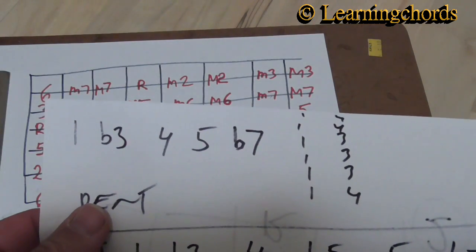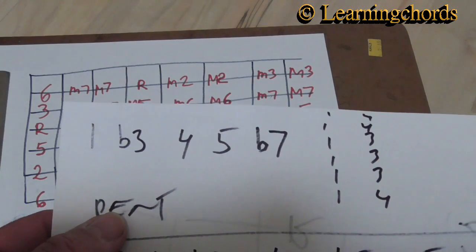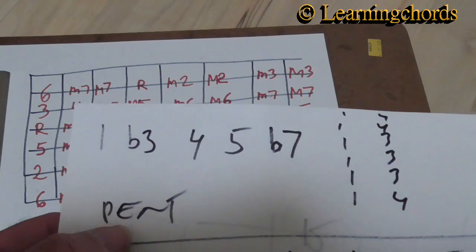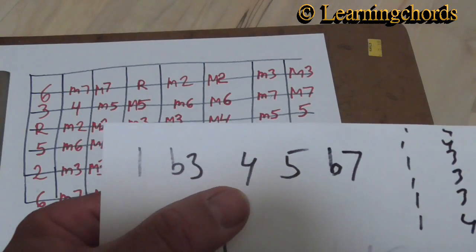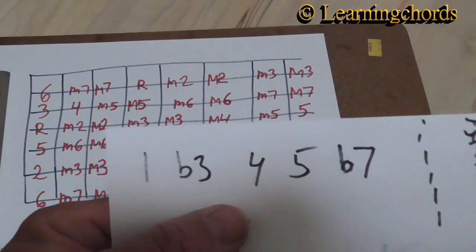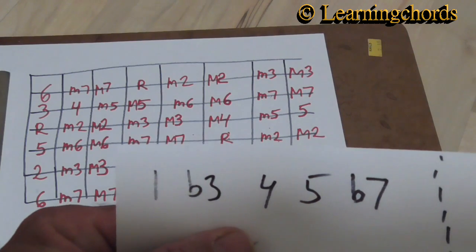The 1, 4, 1, 3, 1, 3, 1, 3, 1, 4. Did I say that right? 1, 4, 1, 3, 1, 3, 1, 3, 1, 4, 1, 4, which is your minor pentatonic, and that is what you'll normally see because that explains how you're playing the scale. So let's do that on paper now.